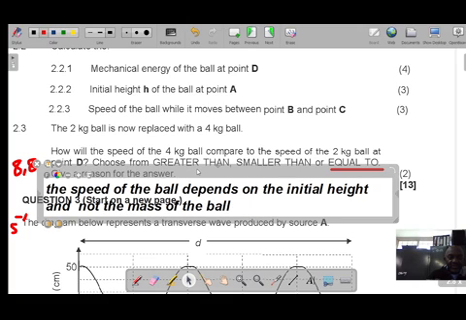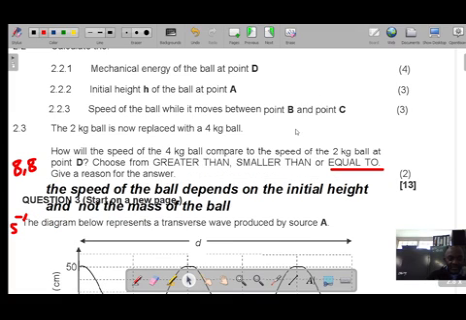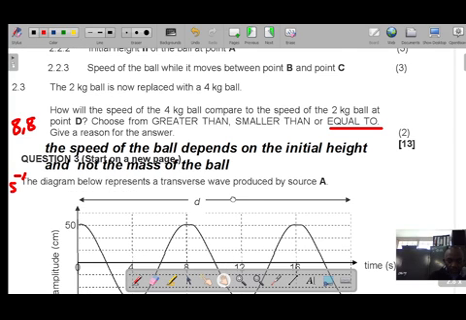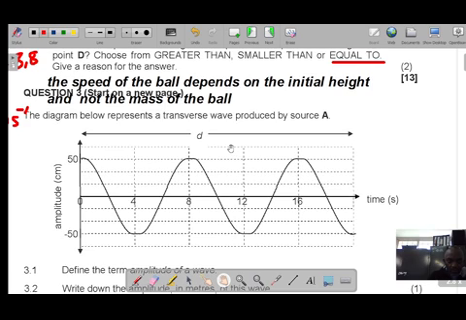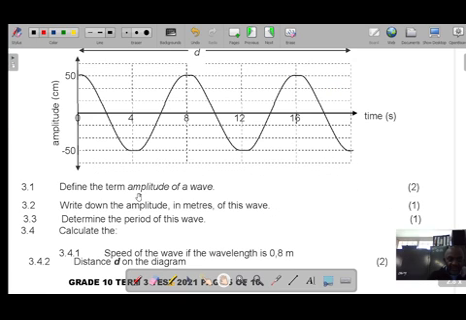Let us proceed. Next question here, guys. It says that the diagram below represents the transverse wave produced by source A. Let's check it out. Okay, so they say define the term amplitude of a wave. What is amplitude of the wave? It is the maximum displacement of the wave from the rest position. It is the maximum displacement of a wave from the rest position, or from the equilibrium position.